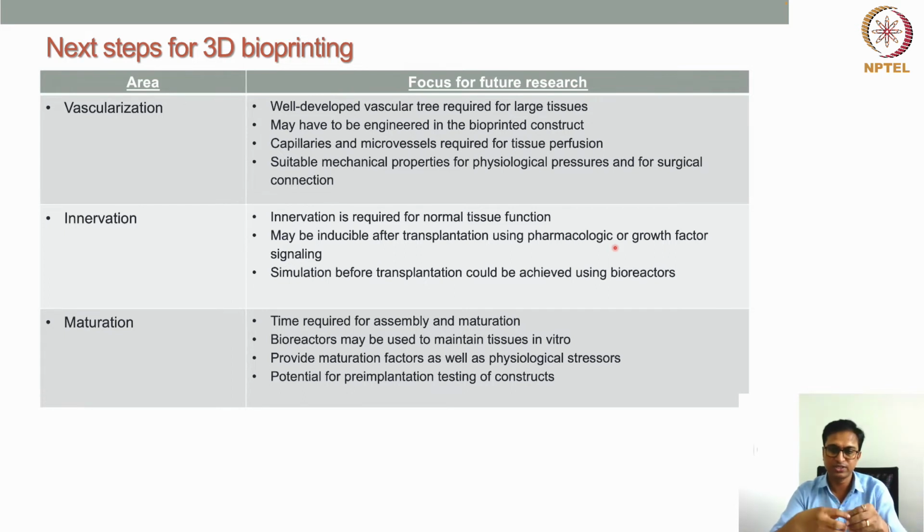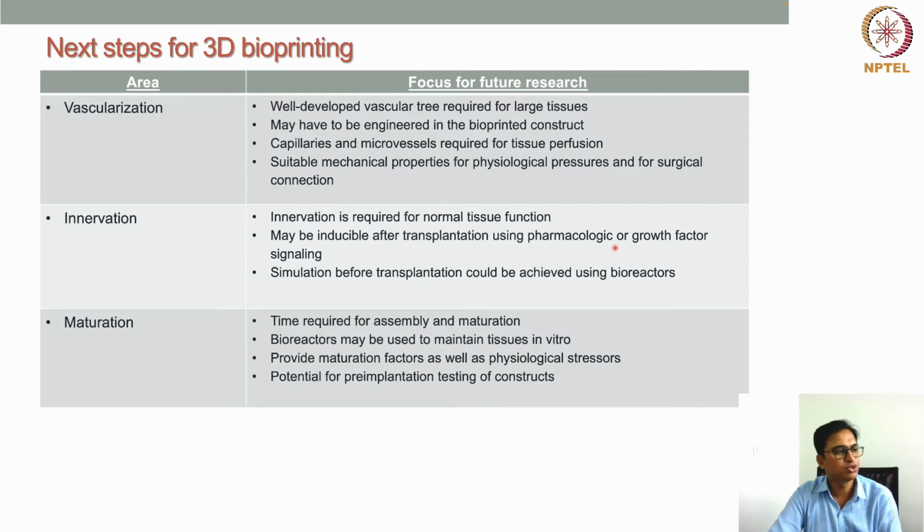So in this way, if the nerve tissue can grow, it can mature within the bioprinted construct. That can be addressed. These are the things that should be done before the actual transplantation happens. So these things should be taken care of.